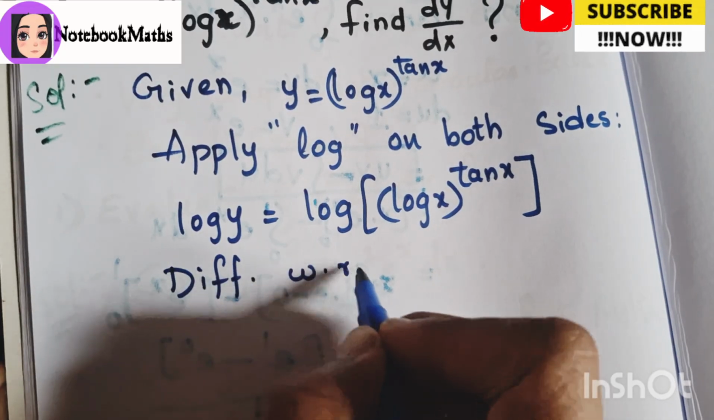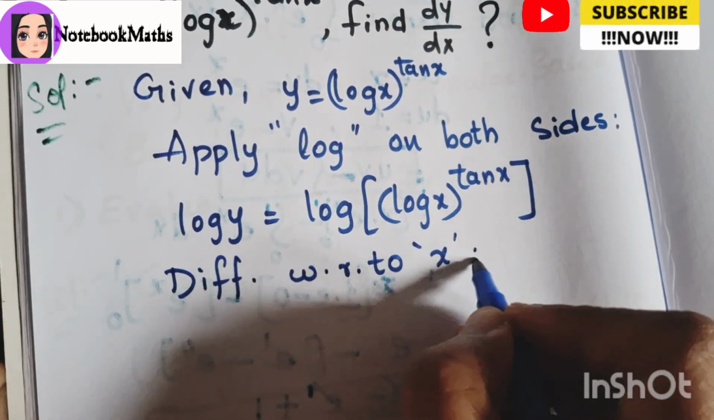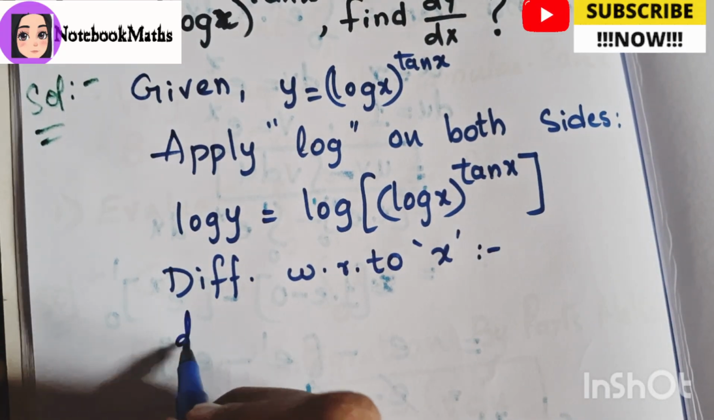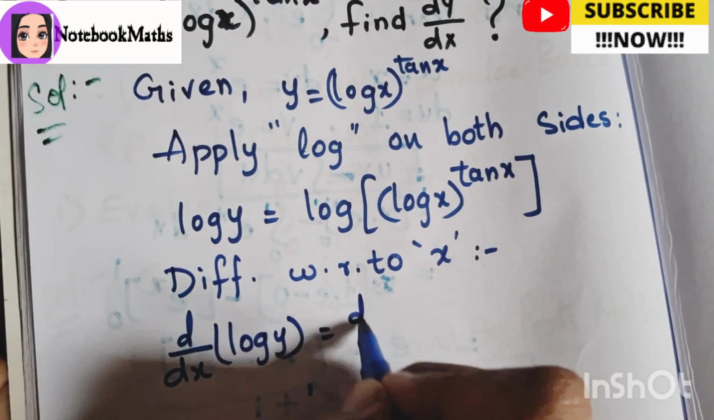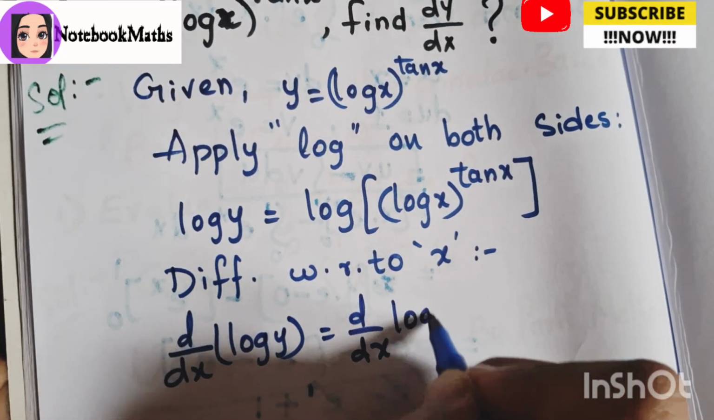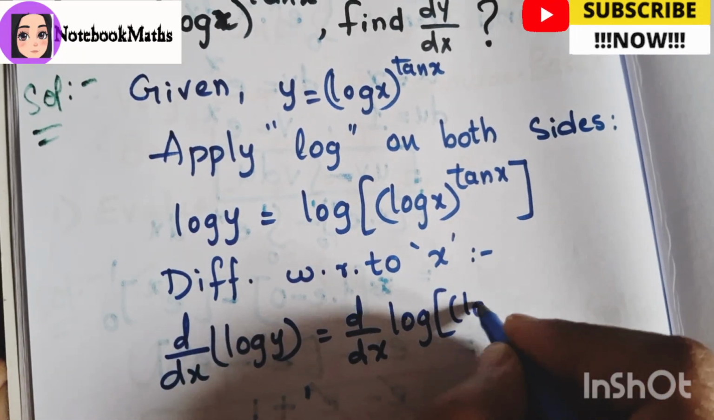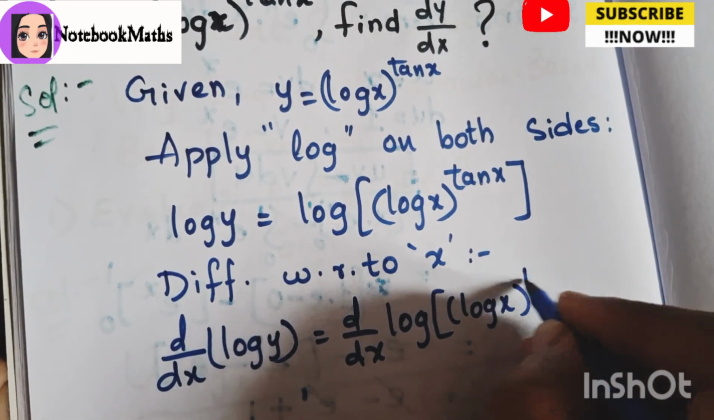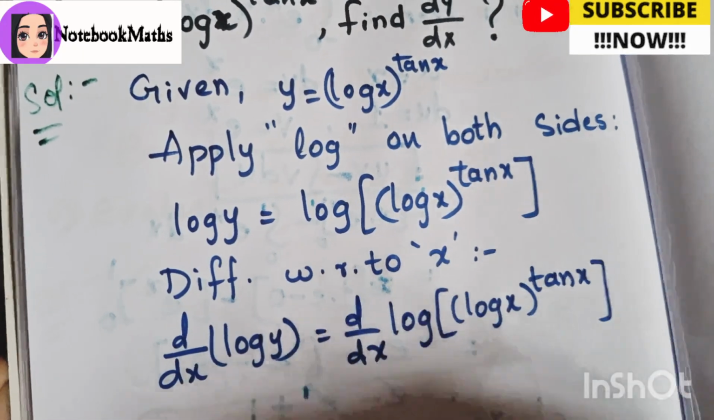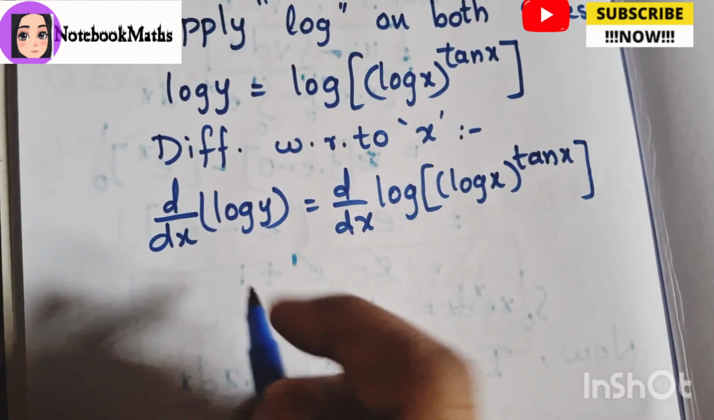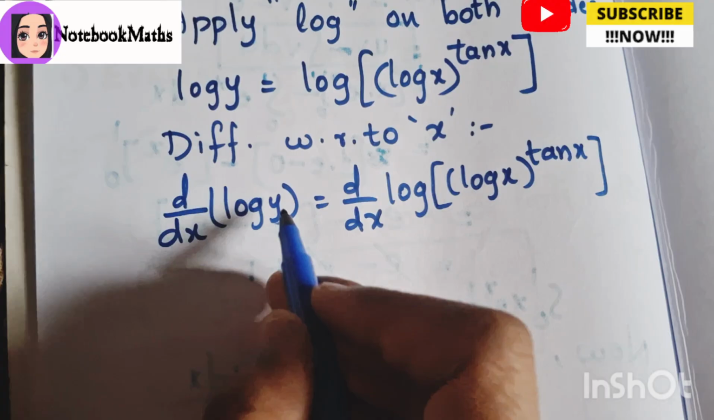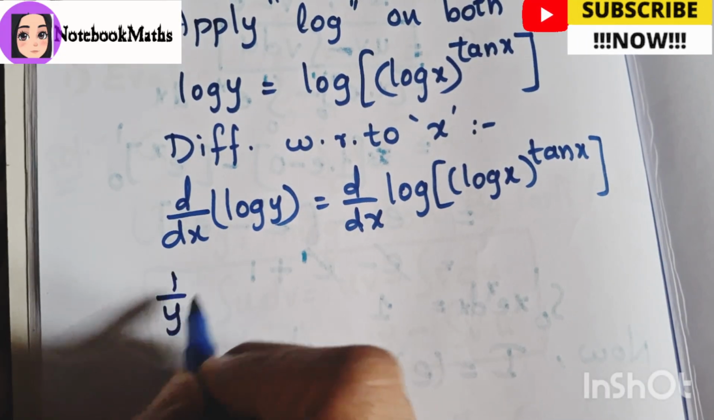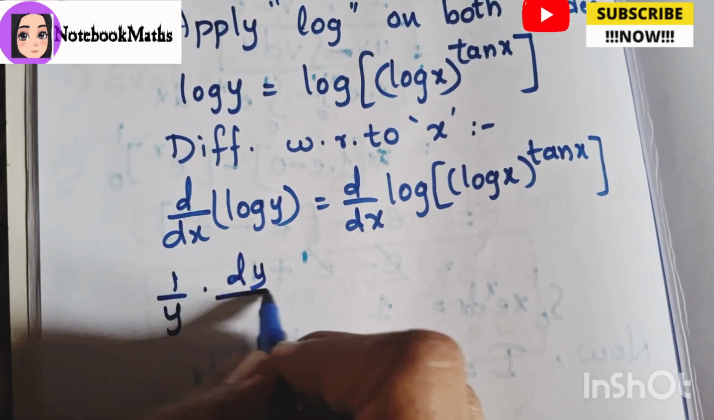Differentiate with respect to x. Okay, differentiating d by dx of log y and d by dx of this term. I am writing each and every step clearly, because we have to understand each and every step. So now we have d by dx of log y and d by dx of this term. Now d by dx of log y is 1 by y into the differentiation of y, which is dy by dx.